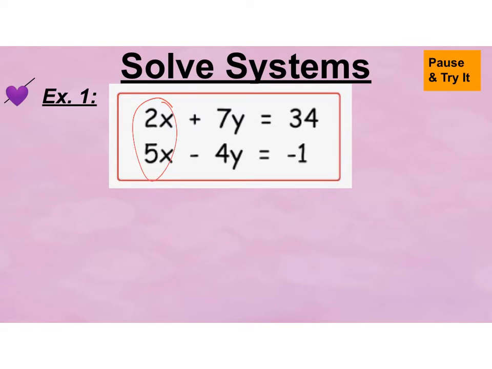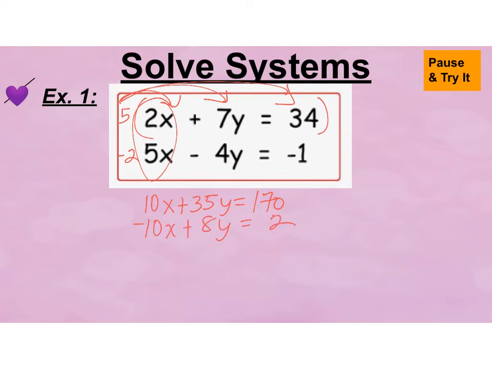So I notice that I can get these to go to 10. So I am going to multiply the first one by 5 and the second one by -2. Make sure you multiply everything all the way through a big distributive. Common mistake is to forget to go to the other side of the equal sign. So I get 10x plus 35y equals 170. And my other equation is -10x plus 8y equals 2.